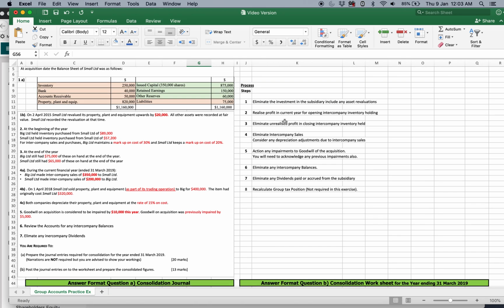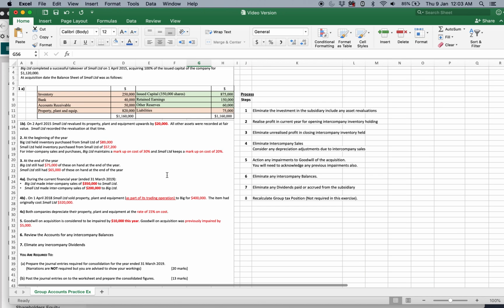Realised profit in current year for opening intercompany inventory holding. Right, so we would have done an adjustment at the end of last period, right? But that's fine. Every time you do a group set of accounts, you're taking the two separate accounts and you're adding them back together, okay? So at the beginning of the year, Big Limited held inventory purchased from Small of 89,000. Small Limited held inventory purchased from Big Limited of $57,000, okay?